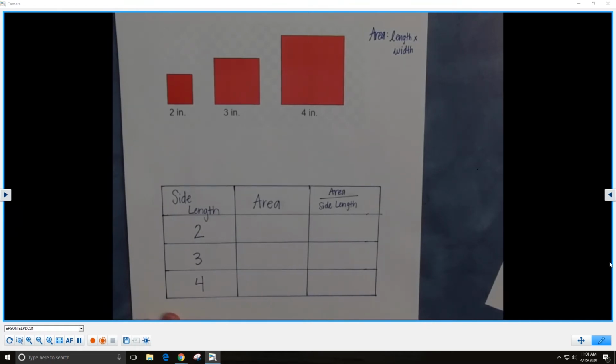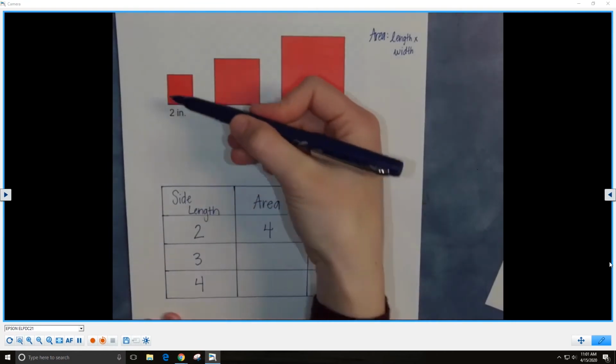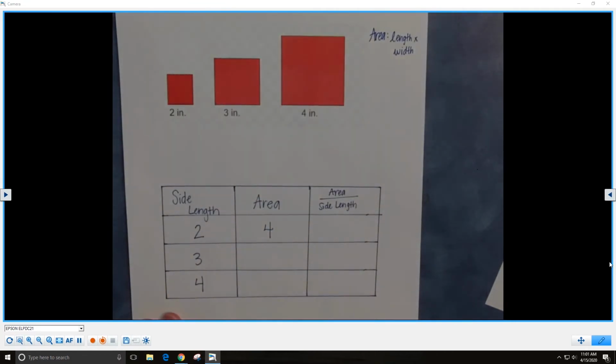Now let's record the area. So remember, the area is the side length squared, or the length times the width. So 2 squared is 4, because 2 times 2 is 4. So the length of 2 times the width of 2 is 4.